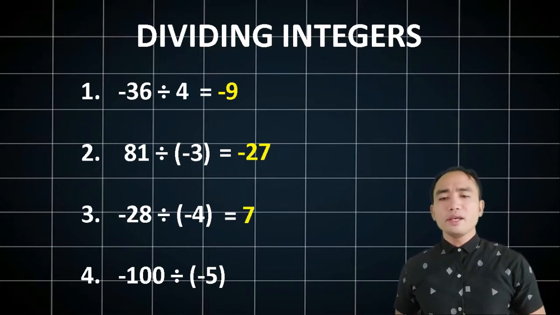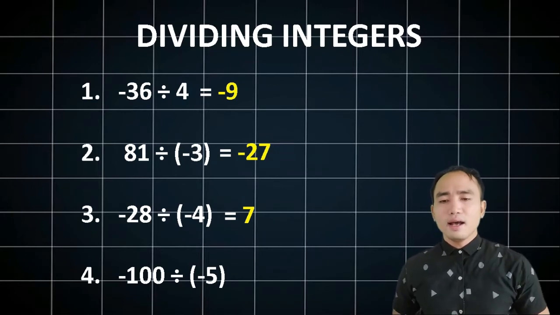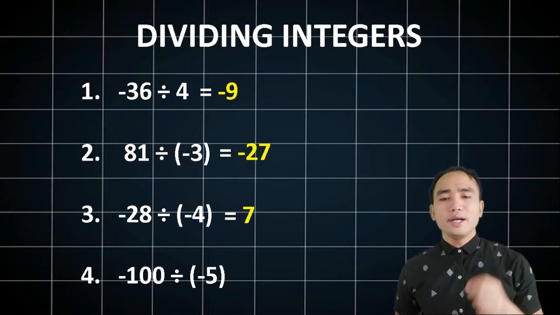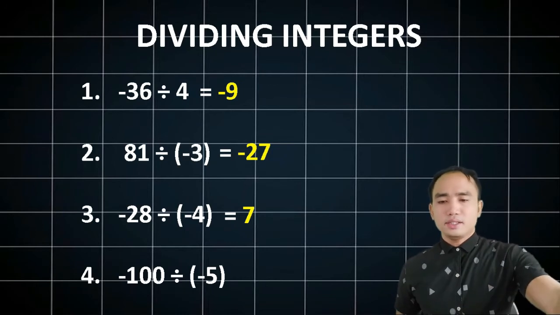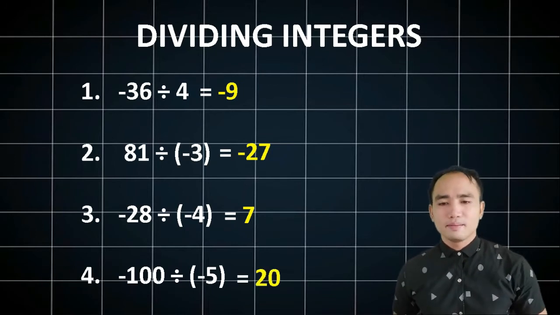So, if we are going to get the answer with a positive sign, don't put positive. Because if the number has no sign, meaning that the number is positive. So, no need to put the positive sign. Number 4, negative 100 divided by negative 5. The answer is positive 20.